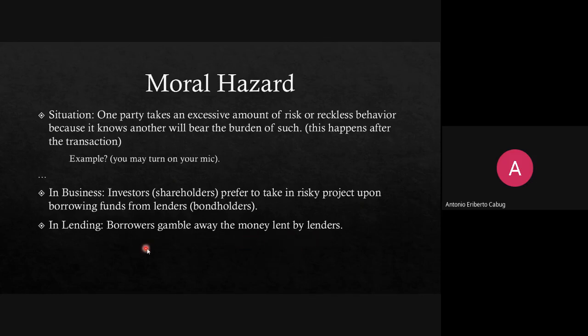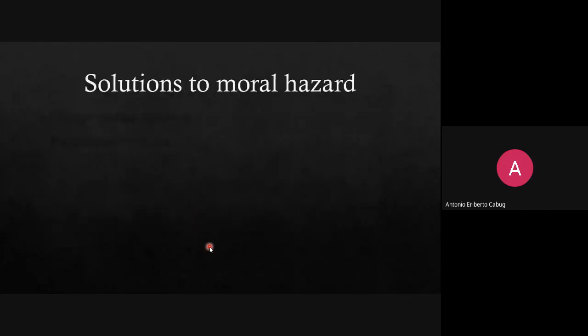Okay? Borrowers are responsible people at first. The borrowers originally are responsible with their own money. But after borrowing, they feel that anyway it is not their money. They would just gamble away the money lent by the lenders. Okay? So, what are the solutions to moral hazard?